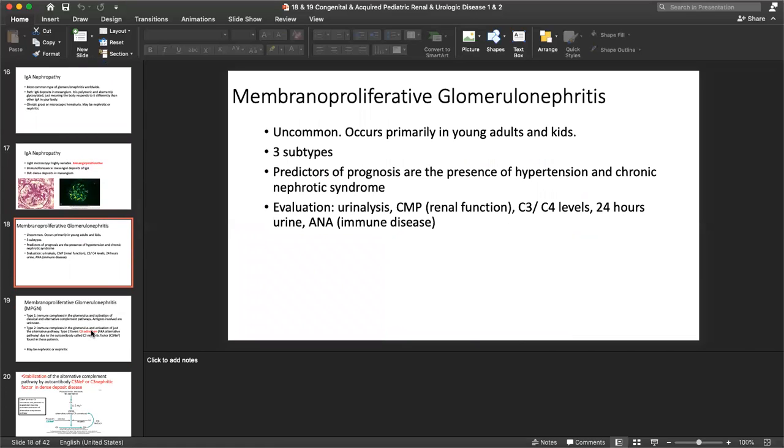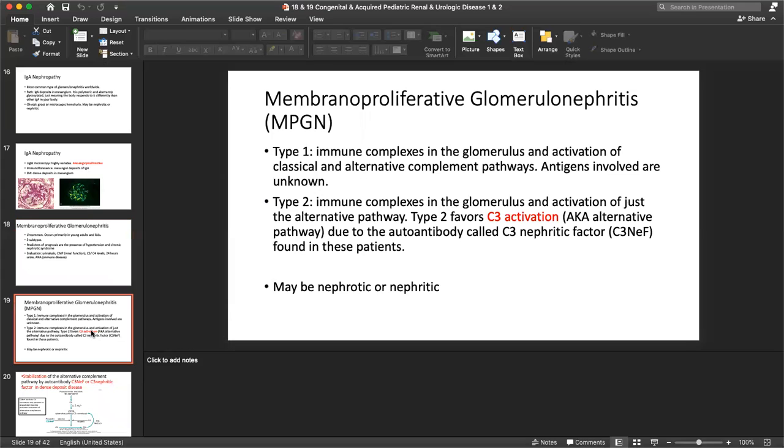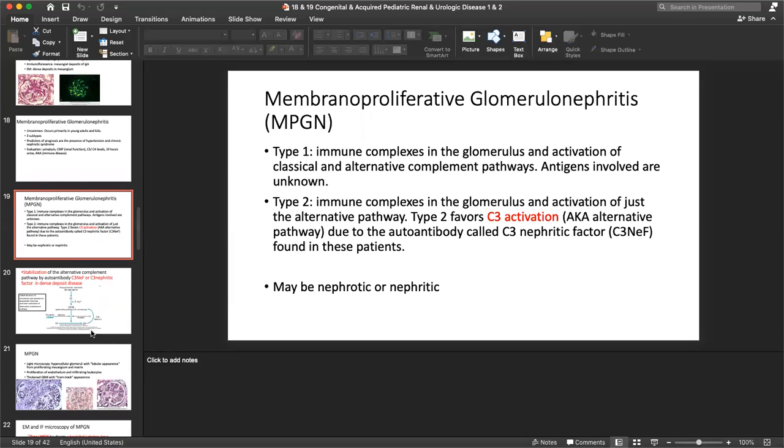Okay, membranoproliferative glomerular nephritis. There's going to be 3 subtypes, and the prognosis will be determined by the presence of hypertension and chronic nephrotic syndrome. MPGN is going to be like we had talked about before. This is like looking back, like reviewing.